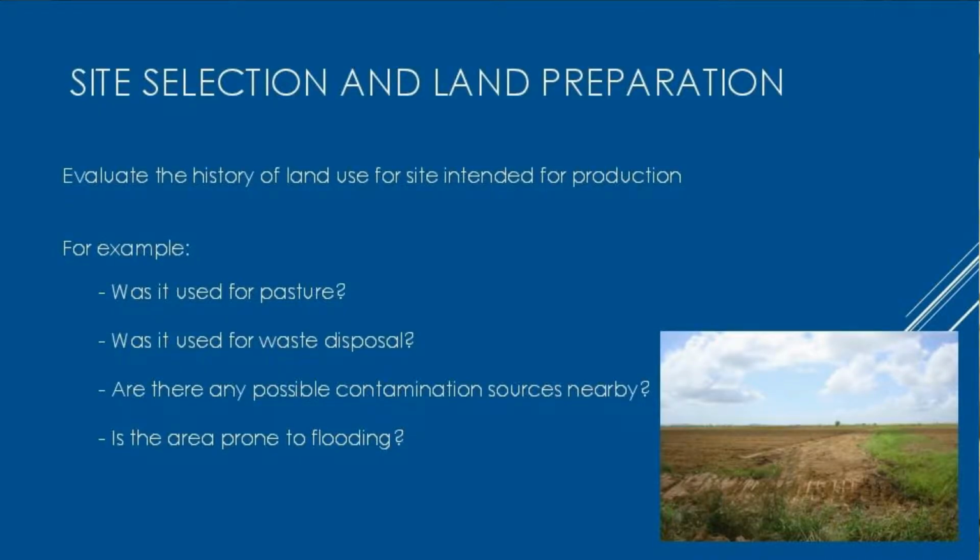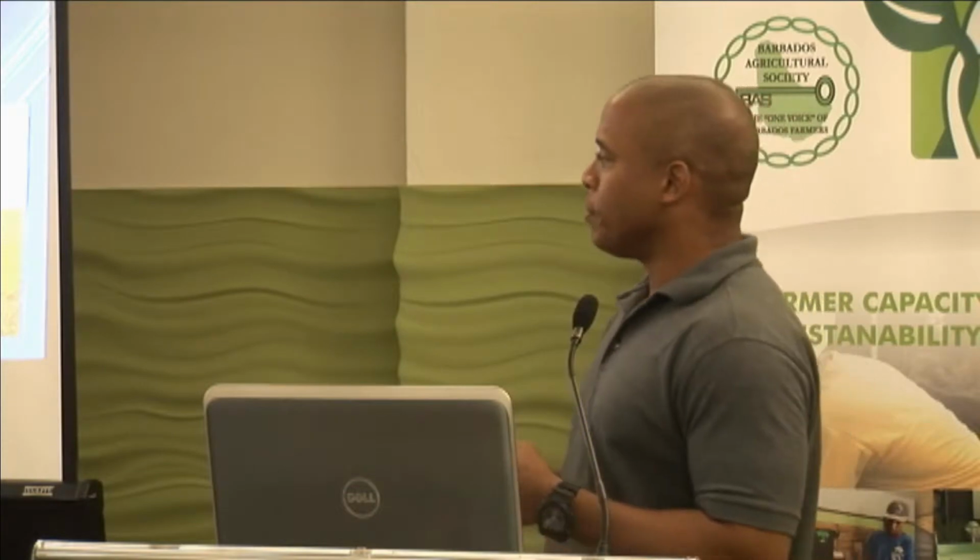Site selection and land prep. In any farm operation, it's very good to actually research the history of that land before you actually start to plant or do anything on that. What we need to find out is if, from that assessment or research, we need to ascertain if there's any possible risk of contamination to humans from previous use.